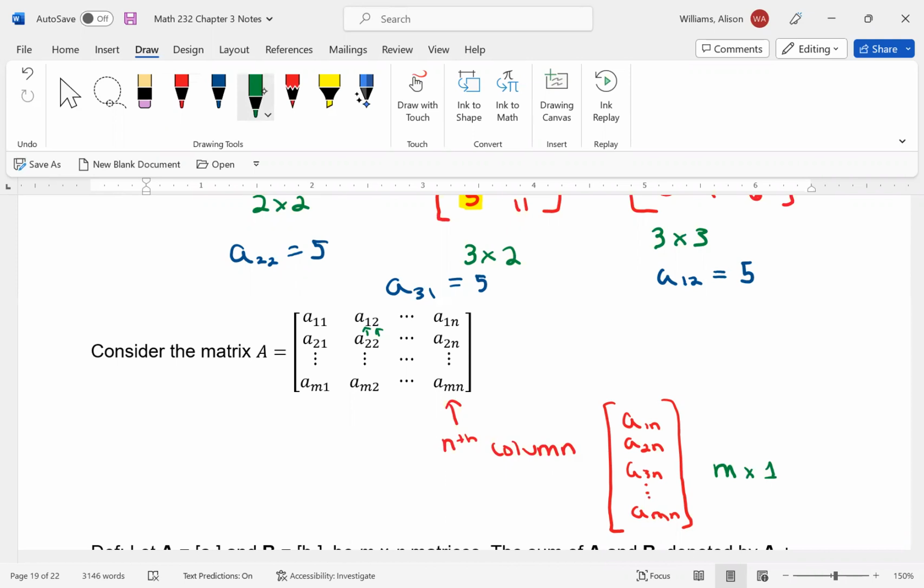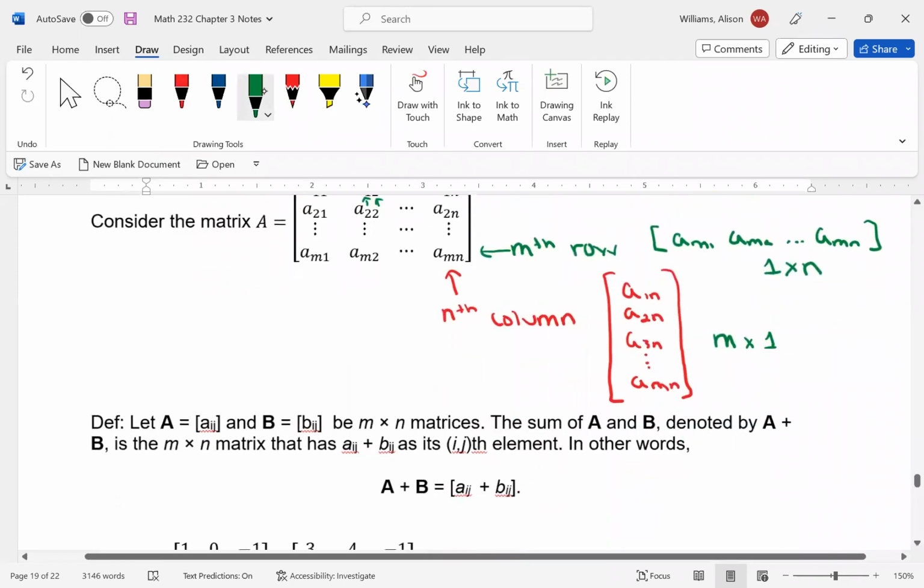All right. And that works for the rows as well, right? So this is the mth row. And I could do a matrix for that. Am1, Am2, dot, dot, dot, Amn. So this would be a 1 by n matrix. So it's possible to just look at a row or column of information.